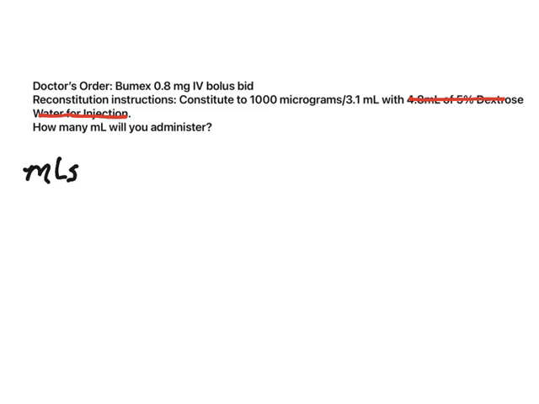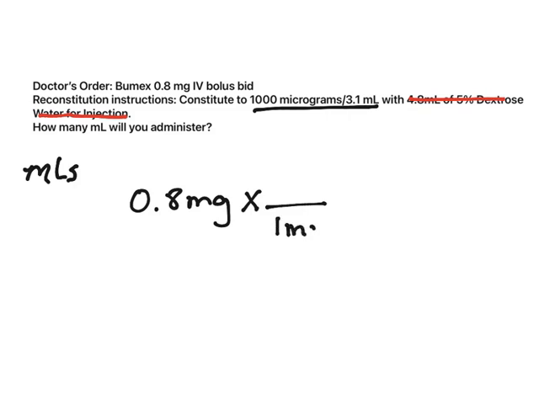All right, so let's start with the physician's order. The physician's order is 0.8 milligrams. We know that milligrams has to cancel out because our answer needs to be in mLs. When we go back to our problem, do we see milligrams anywhere? No, we see micrograms right here. So we have to go from milligrams to micrograms. We know that 1 milligram is 1,000 micrograms. So then milligrams cancel out.